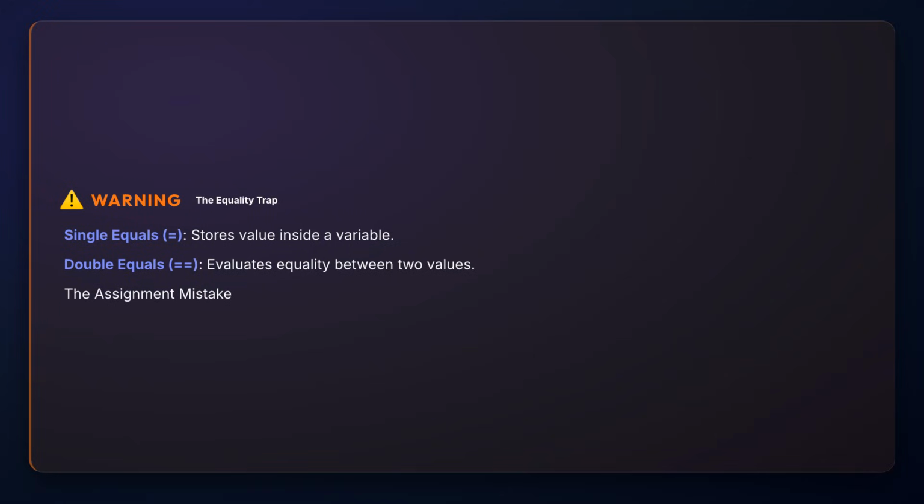A classic trap for beginners is confusing the single equals sign with the double equals sign. Remember, a single equals is the assignment operator used to store data, while the double equals is a comparison operator used to check if two things are equal.